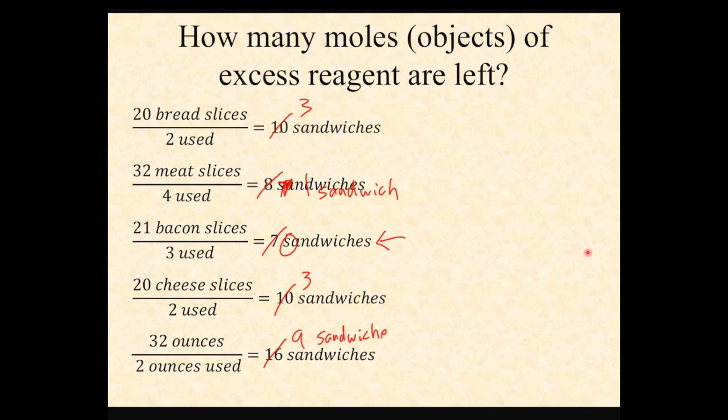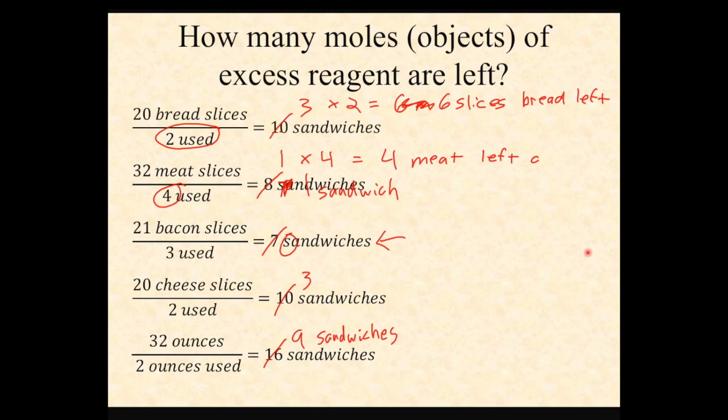Well, now I'm going to work backwards, and I'm actually just going to multiply by how many it would take to be used. So if I multiply by this, I would have 6 moles, or 6 slices of bread left. Okay? And then here I had 1 sandwich left over, and I multiply it by this number, 4. So I would have 4 meat left over.